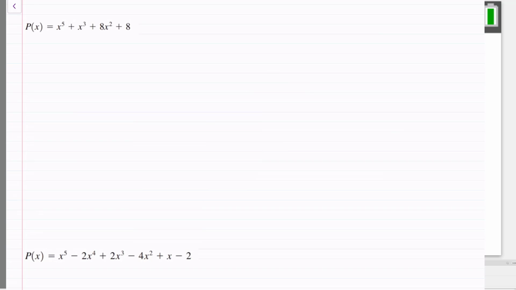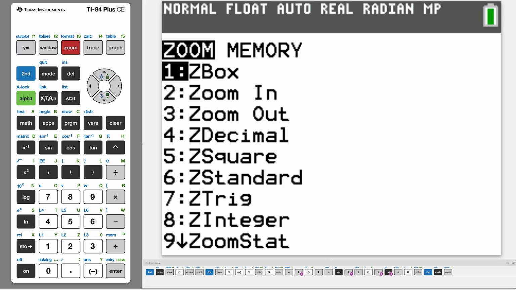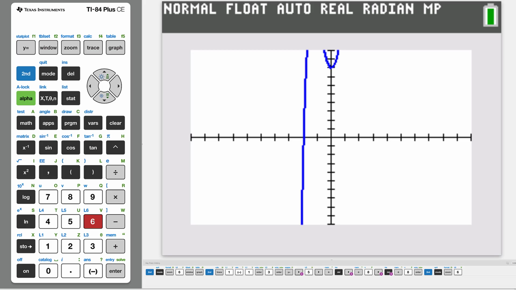Now you can see this is a 5th degree polynomial, and I've taken the liberty of keying it into the calculator just to save a little bit of time. Let's have a look at the graph. Looks correct. x to the 5th plus x cubed plus 8x squared plus 8. Okay. I'm going to just zoom to fit it. And there's the graph. So it's interesting. I have a root at -2, it would appear. Let's verify that.